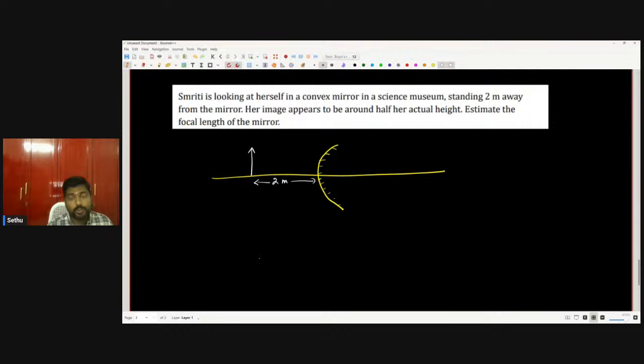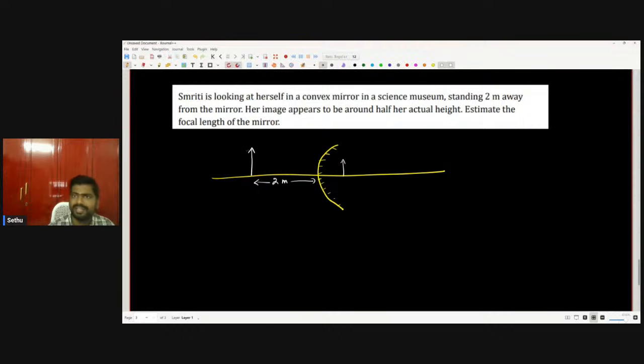Her image appears to be around half her actual height, right? So you know that it's a virtual image, right? Because she's looking at her image. So this image is behind the mirror, it's virtual, the image is half her height. Estimate the focal length of the mirror. Now, how do we solve the problem?